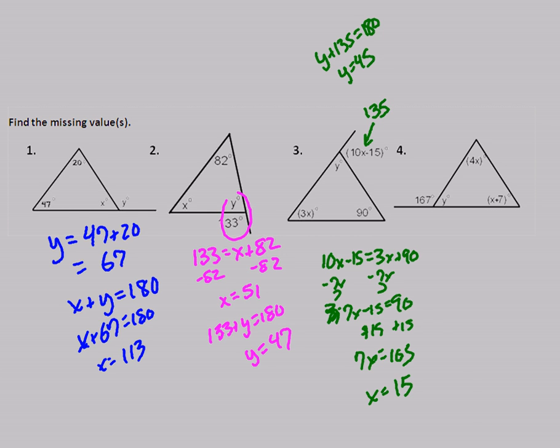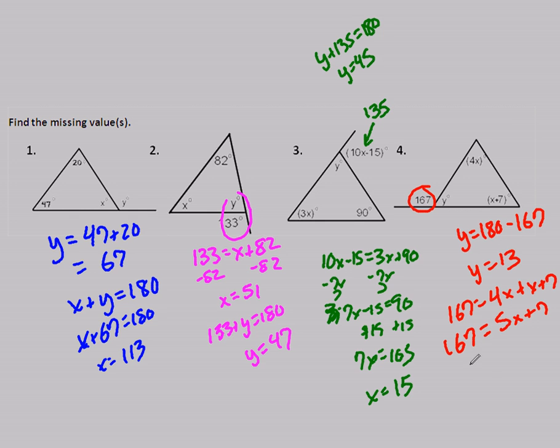And then the last one here, y again is going to be a real quick one. Y will equal 180 minus 167. Y equals then 13. And then to find x, I'm going to set 167, the exterior angle, equal to the remote interiors, 4x plus x plus 7. So that means I have now 5x plus 7 equals 167. Subtract 7 from both sides, 160 equals 5x, and then that means that 32 is what x equals.